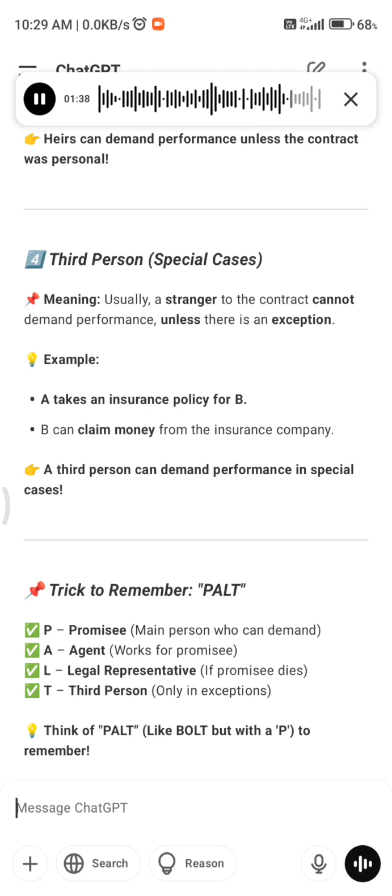Trick to remember, PALT. P, promisee, main person who can demand. A, agent, works for promisee. L, legal representative, if promisee dies. T, third person, only in exceptions. Think of PALT like bolt, but with a P to remember.